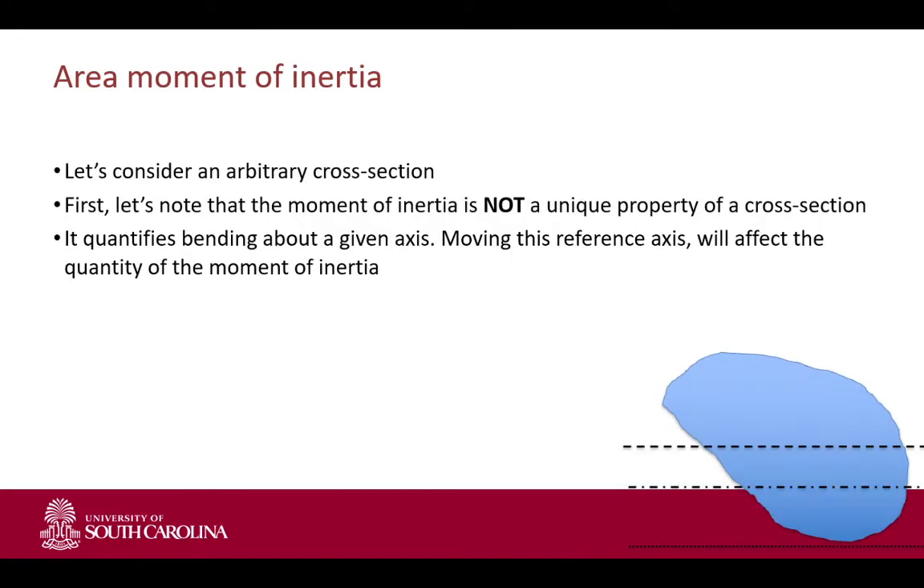We also mentioned that the moment of inertia is not a unique property of the cross section. It's a value given with respect to a certain axis. So if you change that axis, your moment of inertia value will change as well.